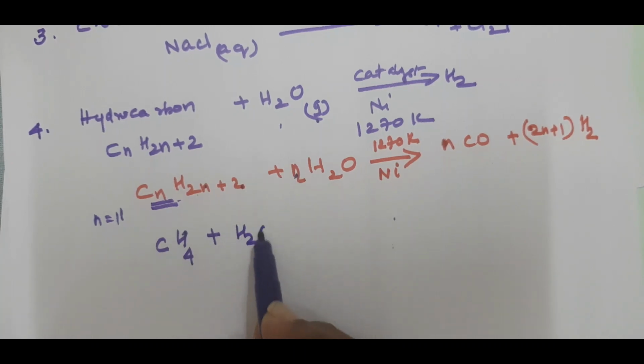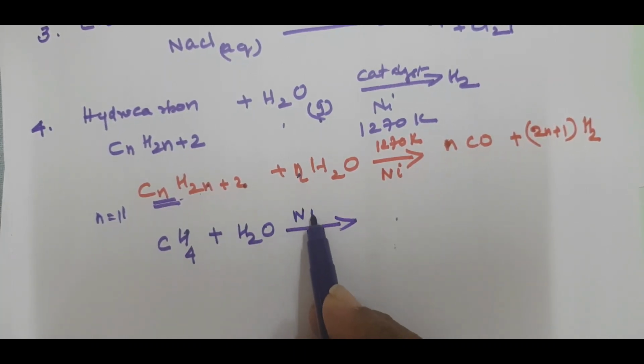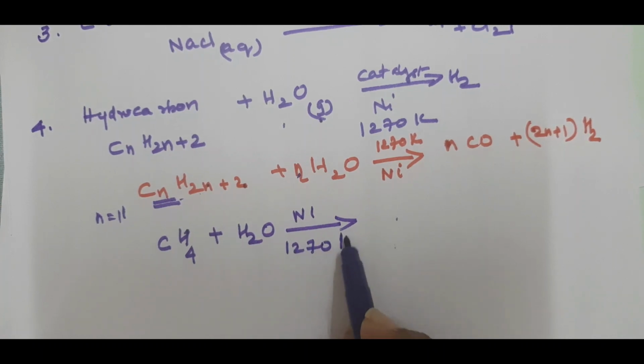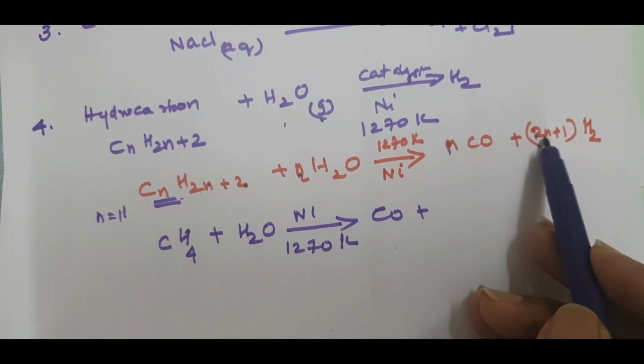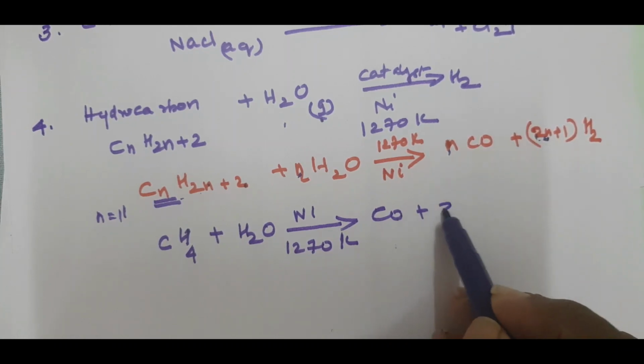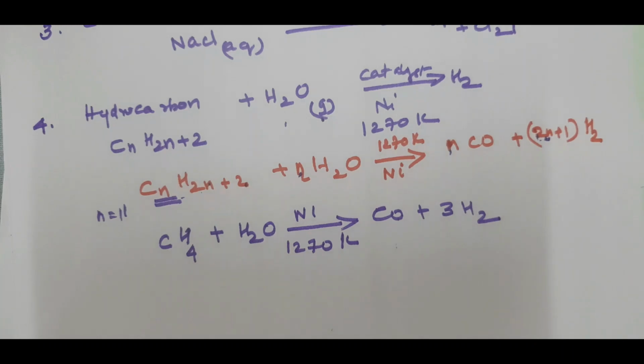So CH4 plus, n equal to 1, one H2O will give you, with nickel at 1270 Kelvin, n equal to 1 CO plus, 2 into 1 plus 1, that is 3 H2. See? So this is the general equation for this reaction, that is hydrocarbon on treating with steam or coke. Clear? Okay. So by this method hydrogen can be prepared.